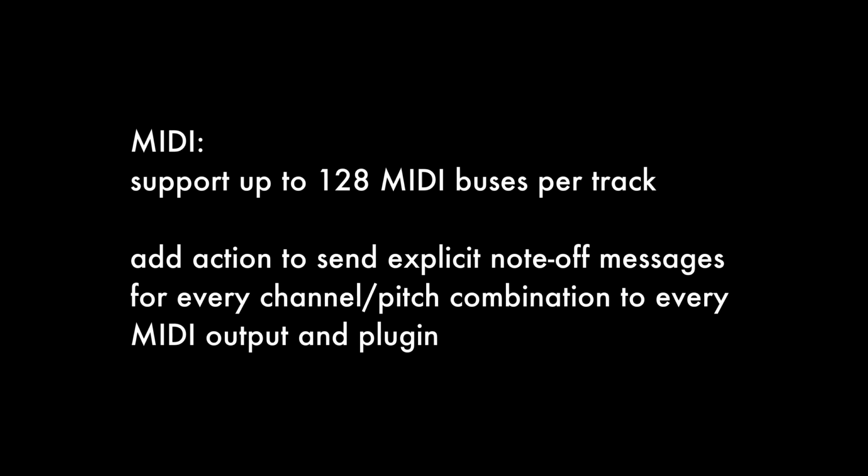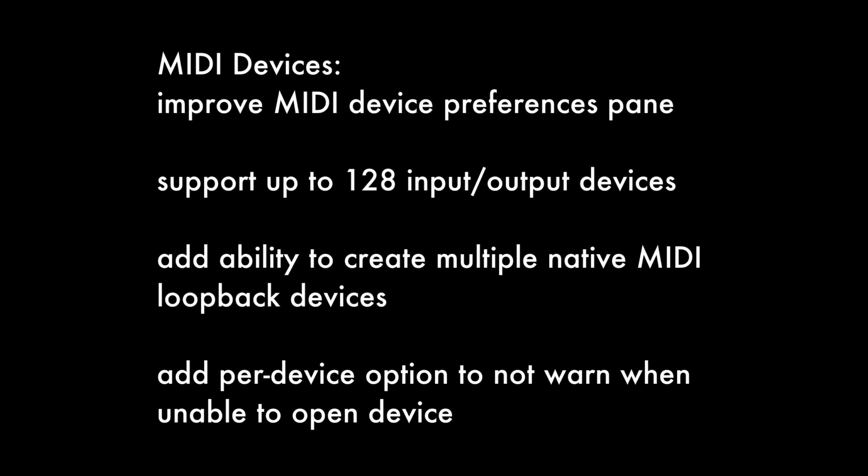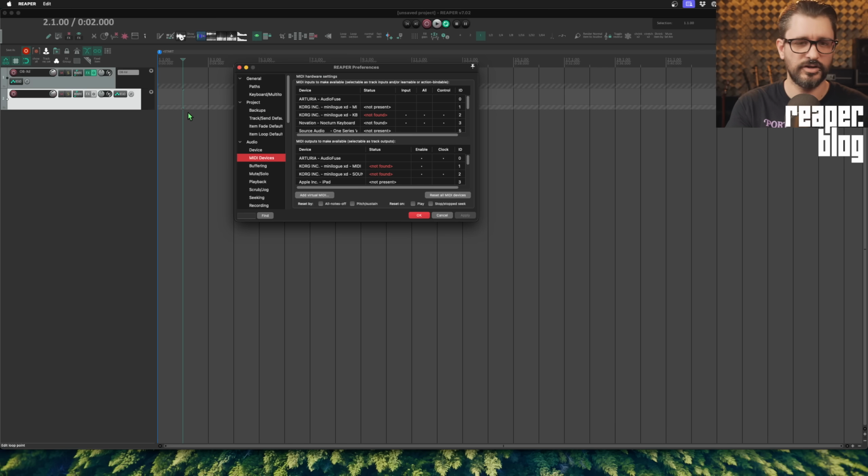There's a few features related to MIDI that I didn't have time to cover in the last video, so we're going to cover them here. Support up to 128 MIDI buses per track. Add action to send explicit note-off messages for every channel pitch combination to every MIDI output and plugin. They've improved the MIDI devices preferences page, also supporting 128 input and output devices. Create multiple native MIDI loopback devices, and per device option to not warn when unable to open a device. So let's start this off by looking at the new MIDI devices page.